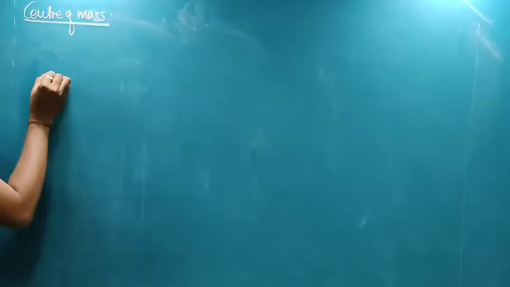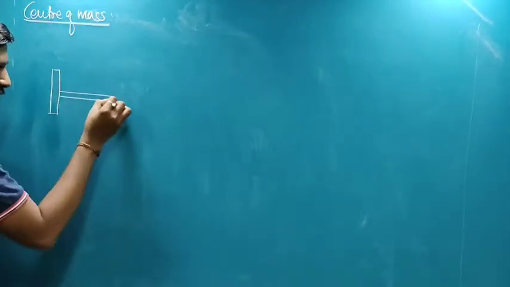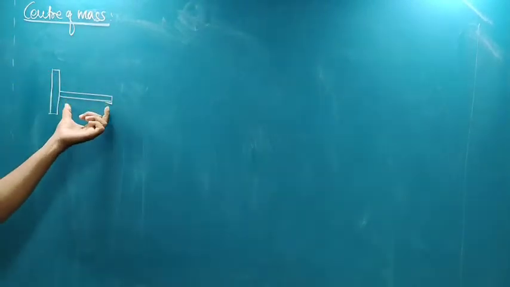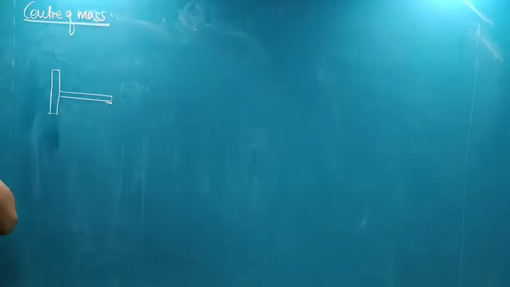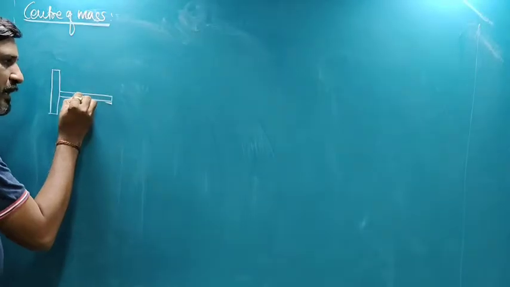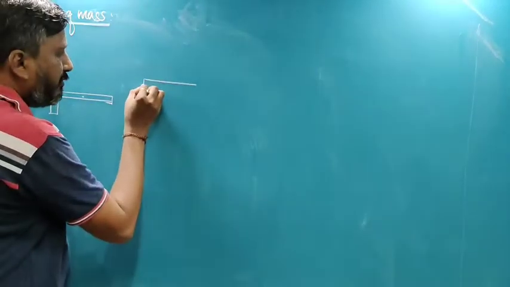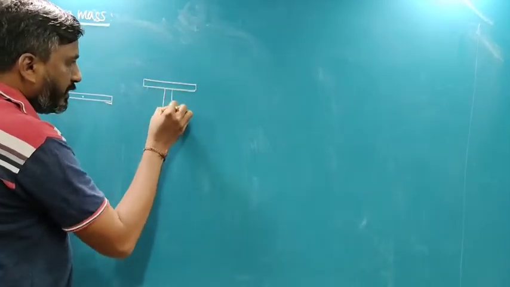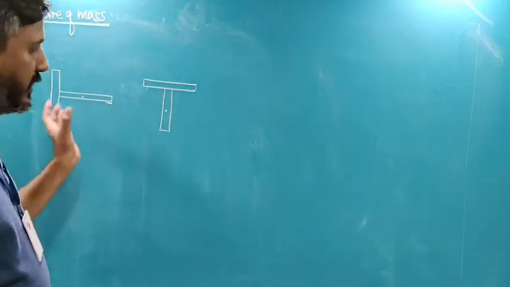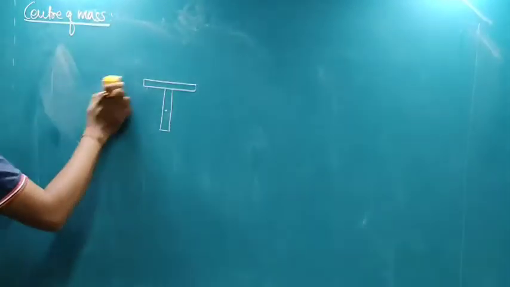Just see one example. This is a simple T-shaped rod. It is a combination of one vertical rod and one horizontal rod. Now here the center of mass is situated along the horizontal axis. Here the center of mass of the body is situated. If I change the position of the rod, if I hold the rod in this way, then the center of mass is situated at this particular point. In this way, as we change the position, the center of mass changes.